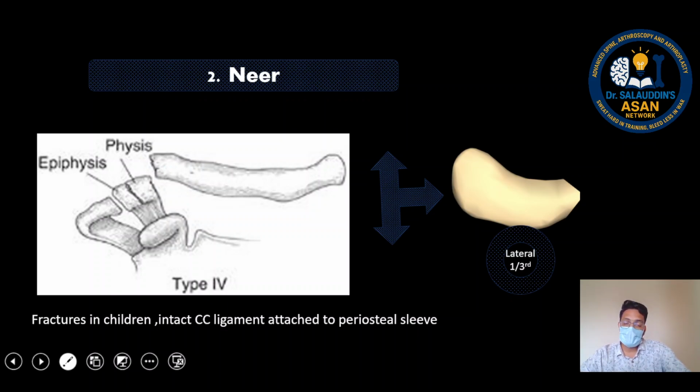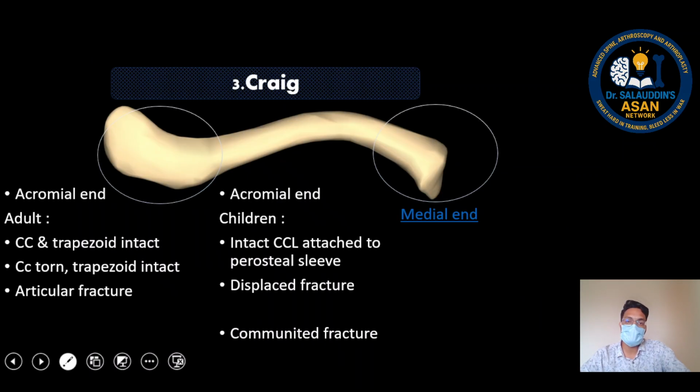So we'll combine both the Allman's and the Neer's classification. We get the Craig's classification. So the Craig is a combination of Allman and Neer. Craig divided the clavicle into three parts: medial end, shaft, and the acromial end. First, coming to the acromial end, he divided it into adult fractures and fractures in children.